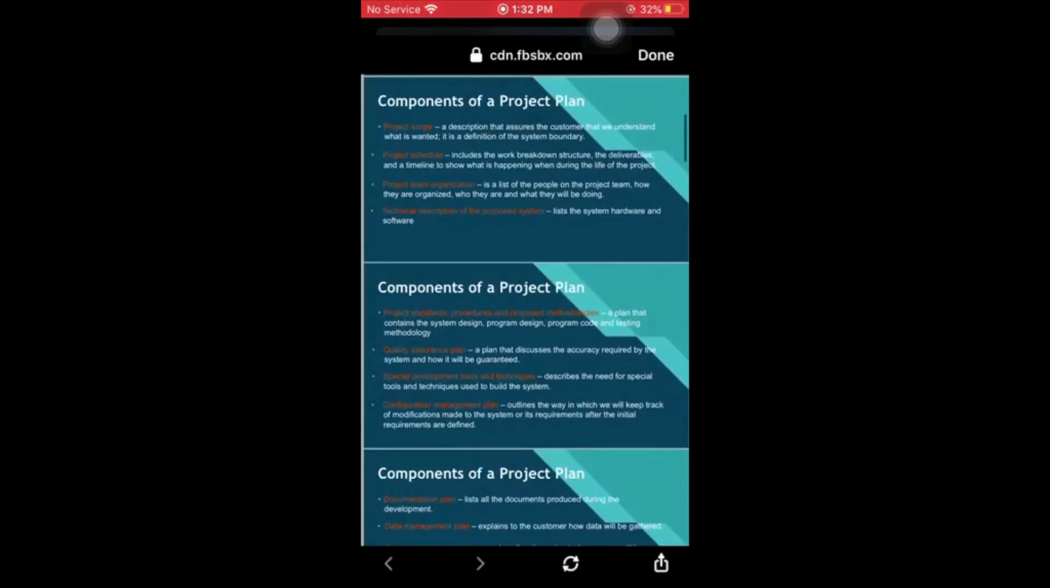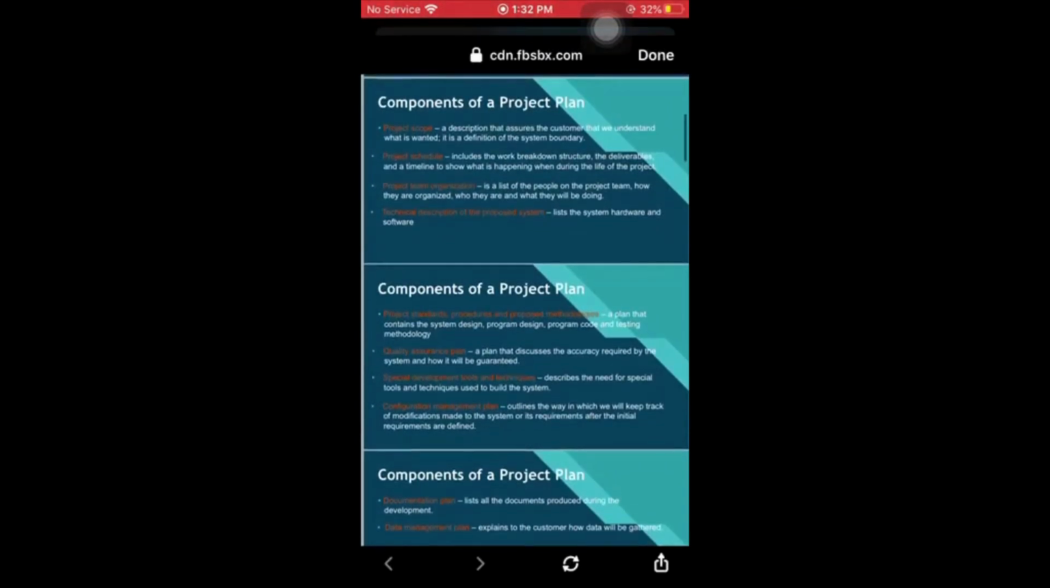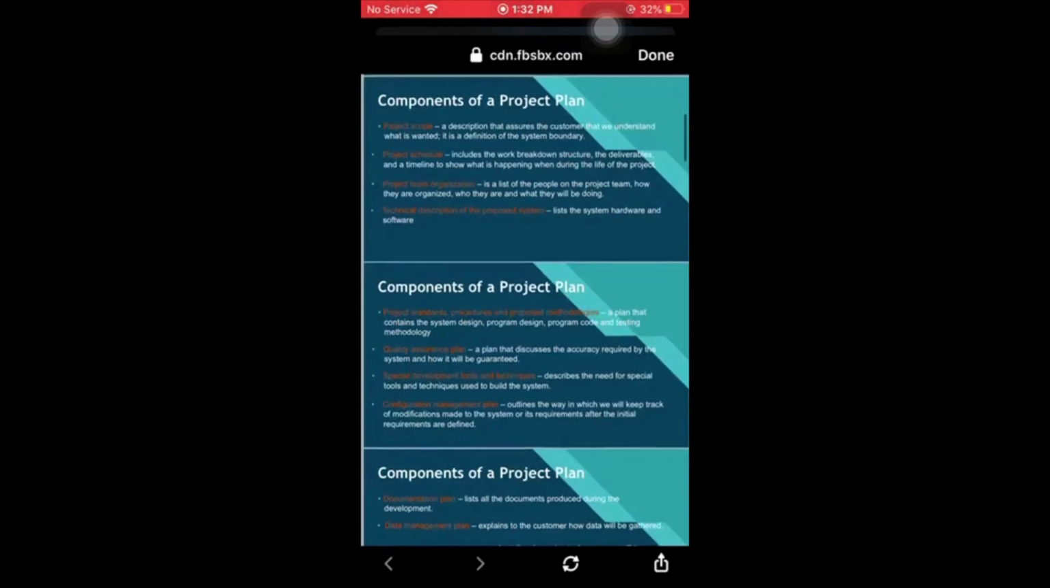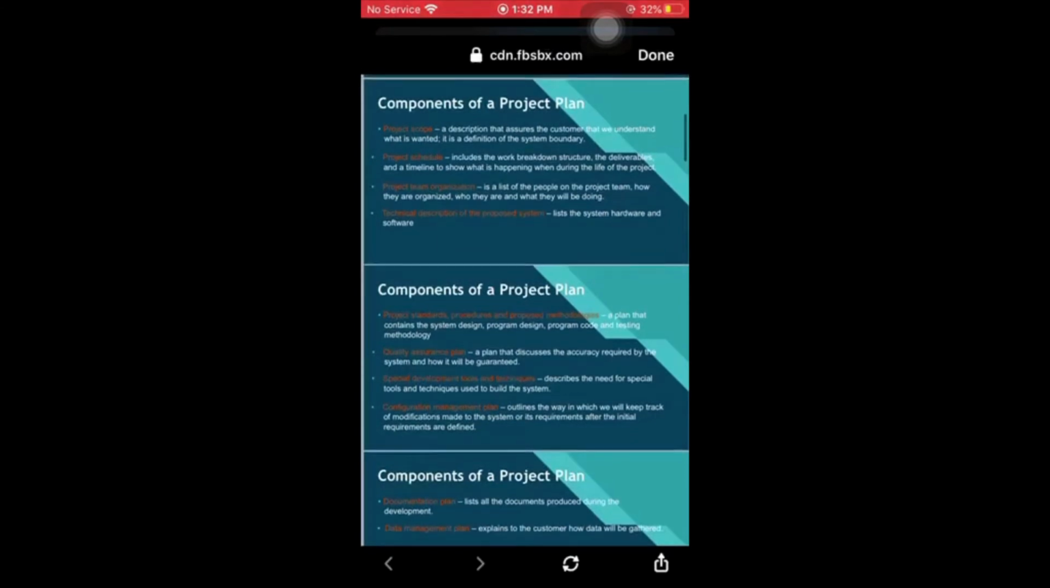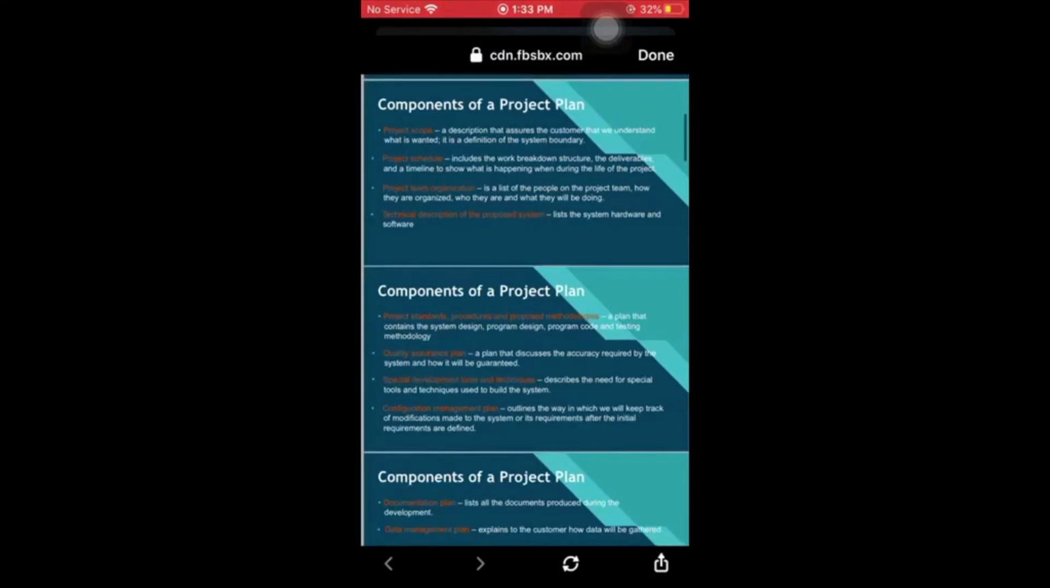Components of a project plan. Project scope: a description that assures the customer that we understand what is wanted. It is a definition of the system boundary. Project schedule: includes the work breakdown structure, the deliverables, and a timeline to show what is happening when during the life of the project. Project team organization is a list of the people on the project team, how they are organized, who they are, and what they will be doing. Technical description: the proposed system, listing the system hardware and software.